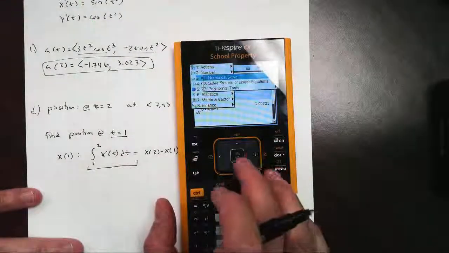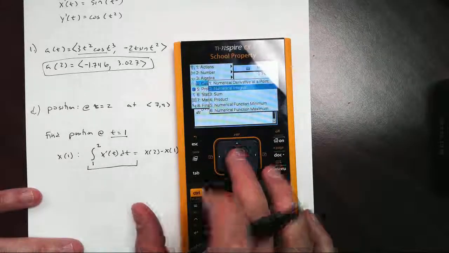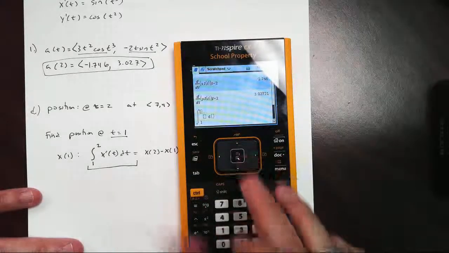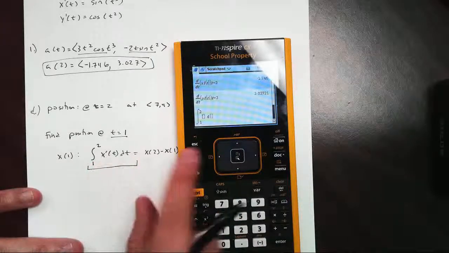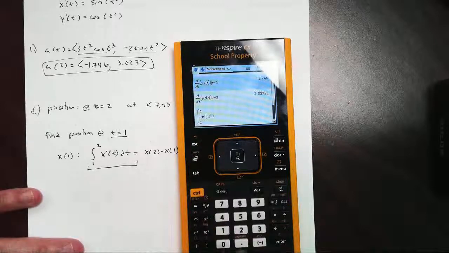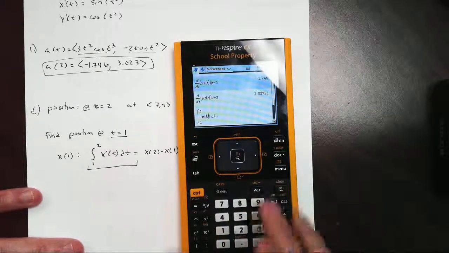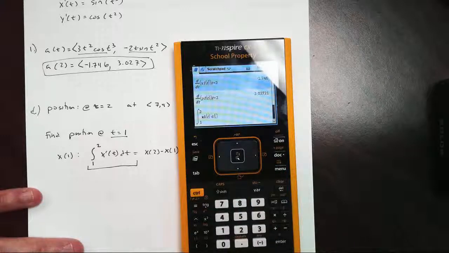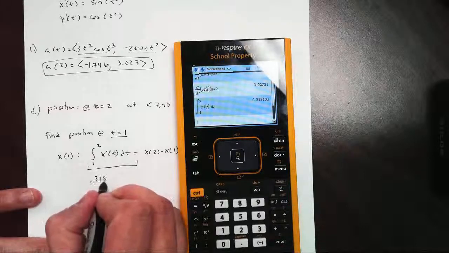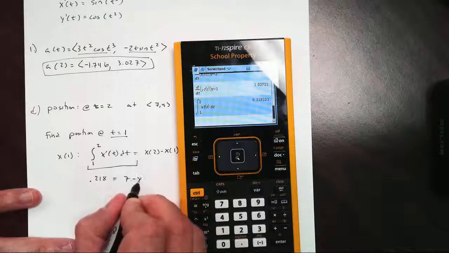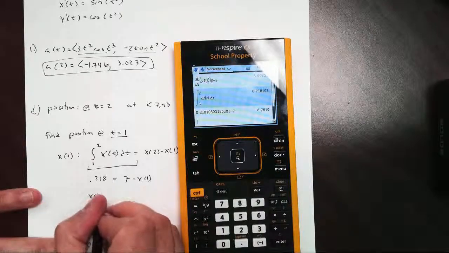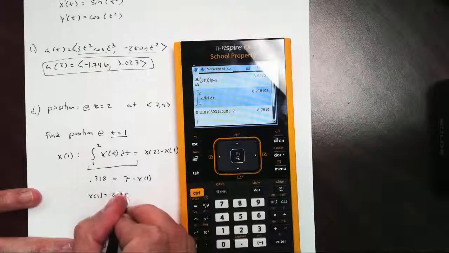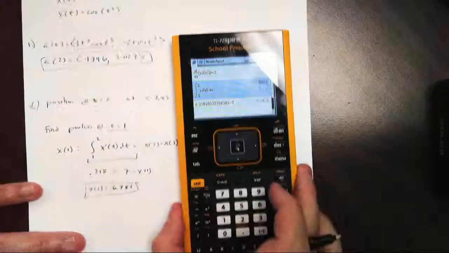So I do it the same way. Menu, calculus, but this time a numerical integral from 1 to 2. Now earlier we just typed in the equation, but remember I have this typed in. I can just type this in as x1 of t. Now be careful, choose dt. You have to change a variable there. Hit enter, and I get this 0.218. We know that that value is 7 minus x of 1. And I can solve that again. Minus 7, change my sign. x1 equals 6.782, which is what we said it was before.